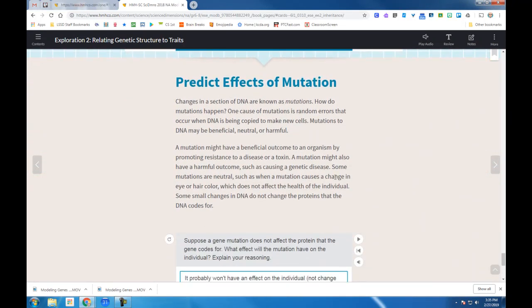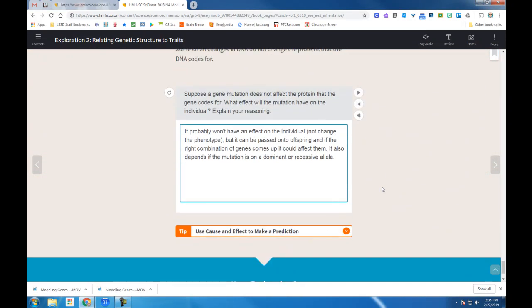Okay. Now we move on. They ask us one question about mutation. Now, mutation can happen in a number of ways, but for our sake, think about the model that you built and the sequence of letters. Imagine if any one of those letters were changed. We would call that a mutation. And in this case, we have a mutation that doesn't affect the offspring.